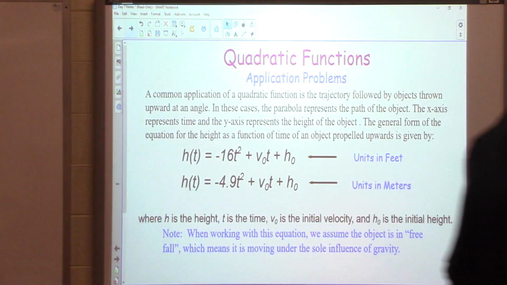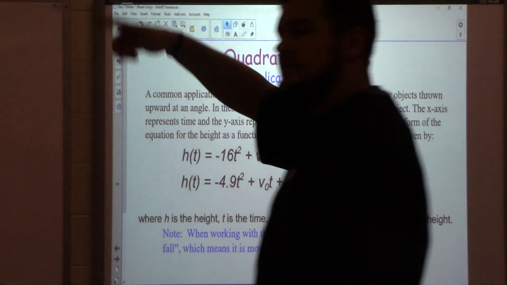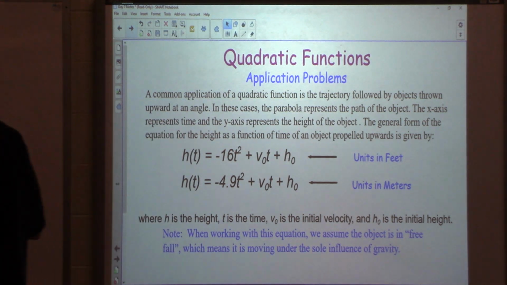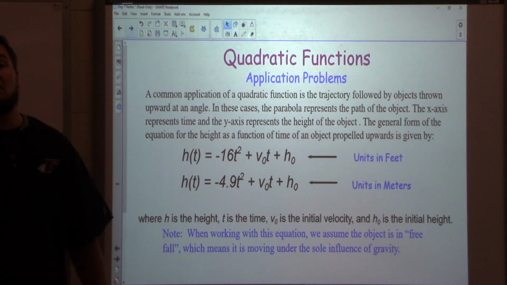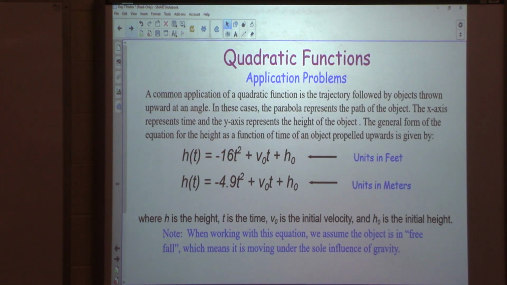Quadratic functions, we're doing application problems today. So please listen. A quadratic function makes a parabola, right? Anytime we're doing application problems, we're talking about things that make parabolas. Like when you throw a ball up in the air, it doesn't just stay there, right? It goes up at a trajectory, comes down the opposite trajectory.